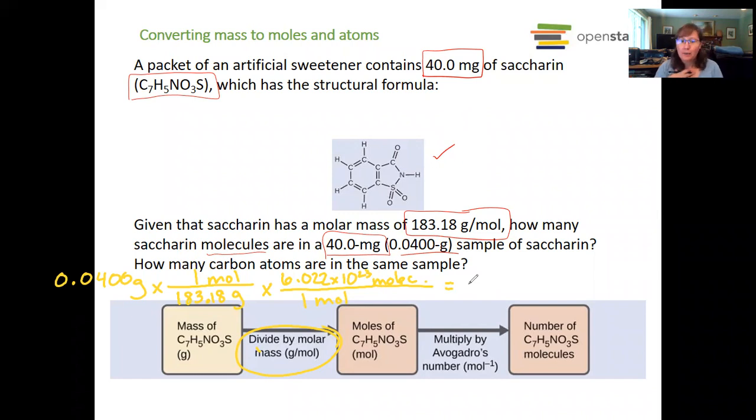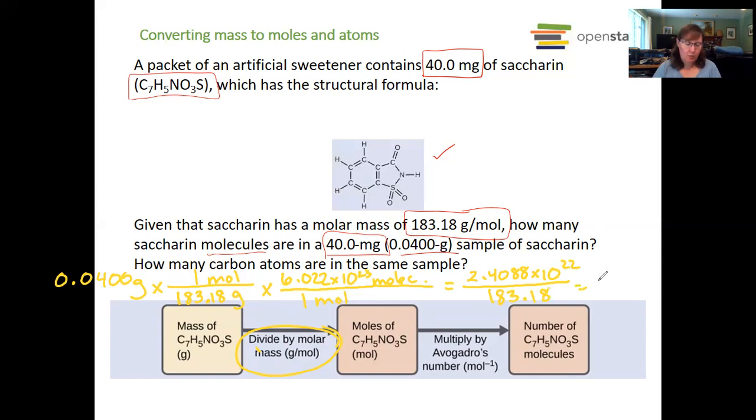And the way I am going to put this into my calculator, I have a very simple calculator, and that means that I have to hit enter after every one. So the easiest way to do this is to multiply everything on the top, ignoring the bottom. So this becomes 0.0400 times 6.022 times 10 to the 23rd. And remember, put it into your calculator correctly. And so the top now becomes 2.4088 times 10 to the 22nd, divided by what we have on the bottom, 183.18.